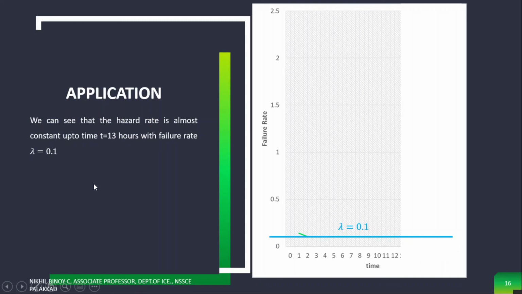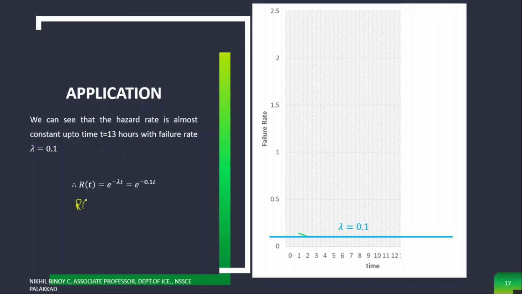Now, what is the equation of reliability? The equation of reliability is R of t is equal to e raised to minus lambda t. And here lambda equal to 0.1, so R of t is equal to e raised to minus 0.1 into t. Now, what is the question? You are asked to find the reliability corresponding to t equal to 30. So what is R of 30?